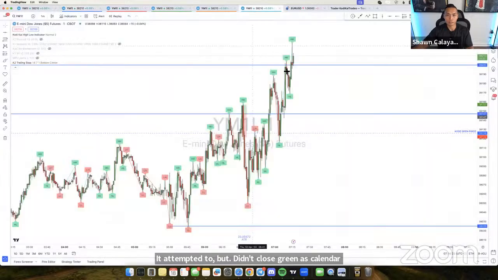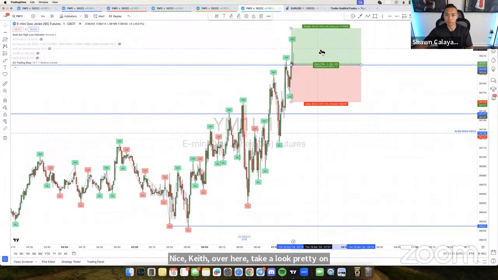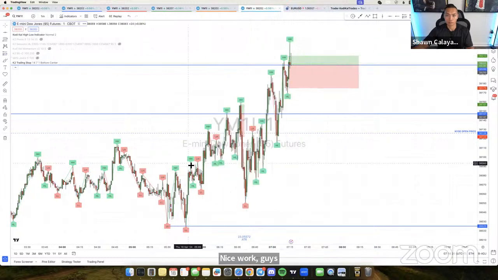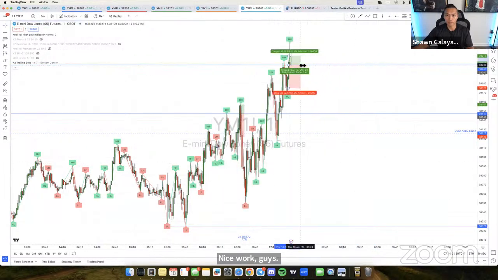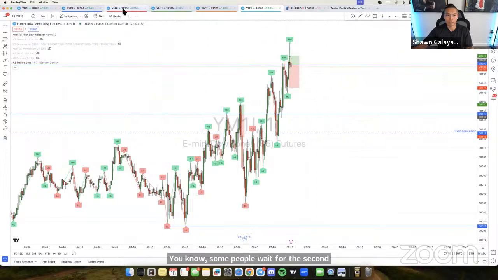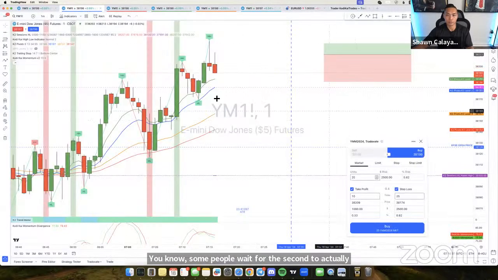Nice. Kenneth over here took the liquidity on the second touch. So we got that for a full TP. Nice work, guys. Some people wait for the second touch, some people wait for the third touch. I personally think the second and third touch is probably the better option, especially during a choppy market like this.